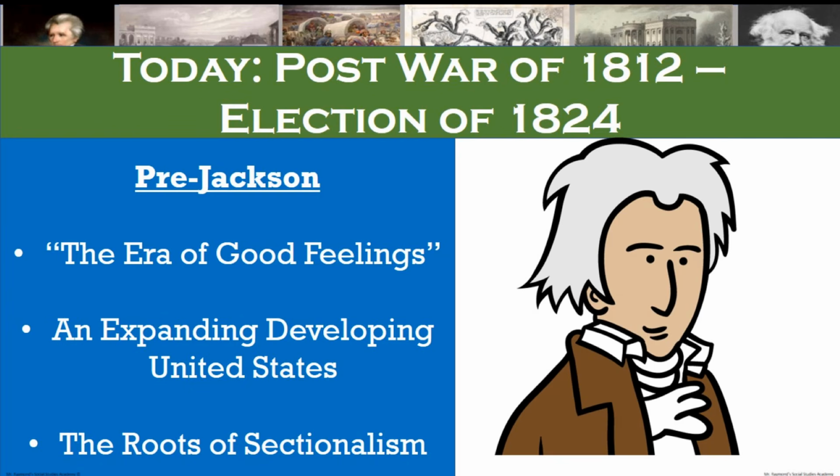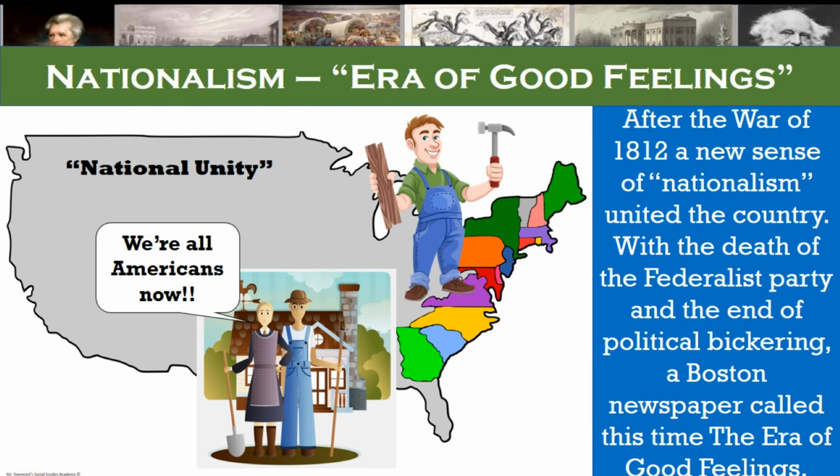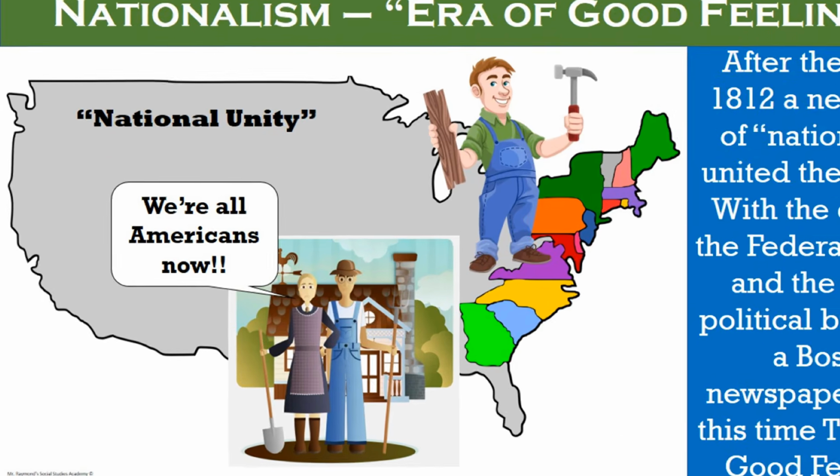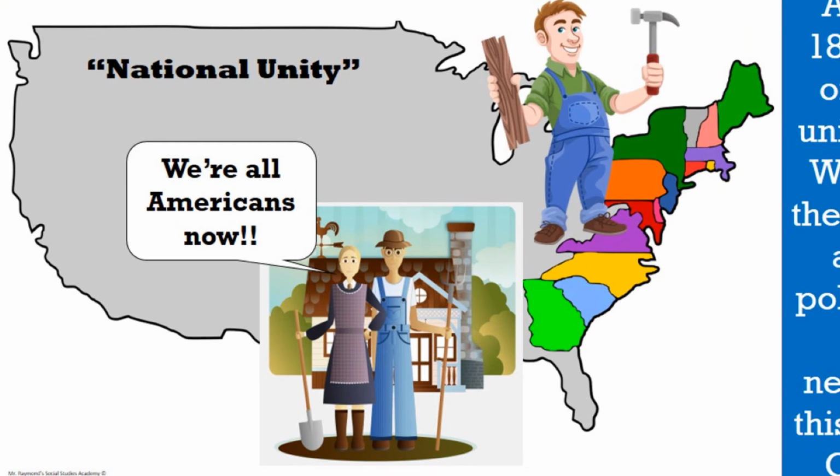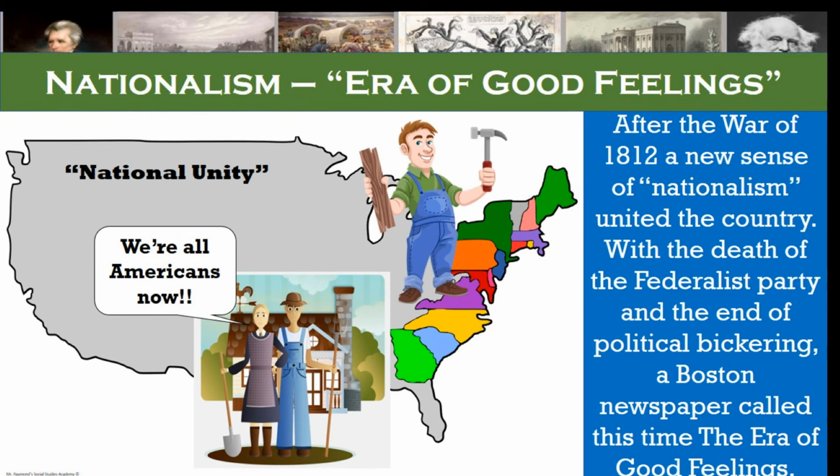Our lesson today, despite being part one of the Age of Jackson, is going to be on events before Jackson's presidency, with what's known as the era of good feelings, the expanding and developing of the United States, and the roots of sectionalism. After the War of 1812, a new sense of nationalism united the country. With the death of the Federalist Party and the end of political bickering, a Boston newspaper called this time the quote-unquote era of good feelings.